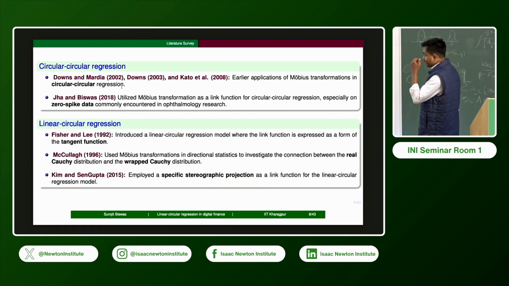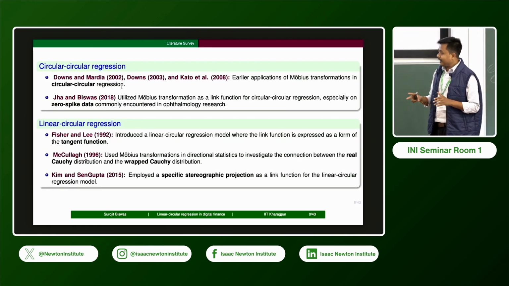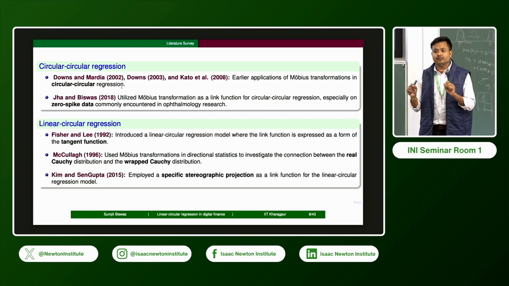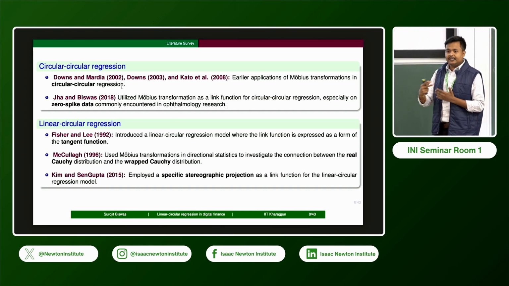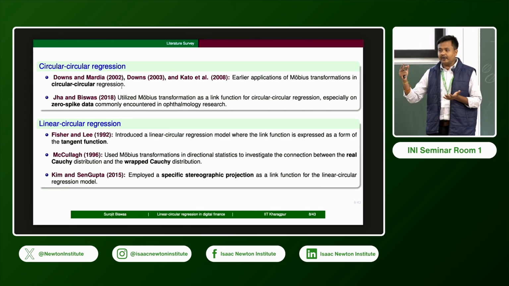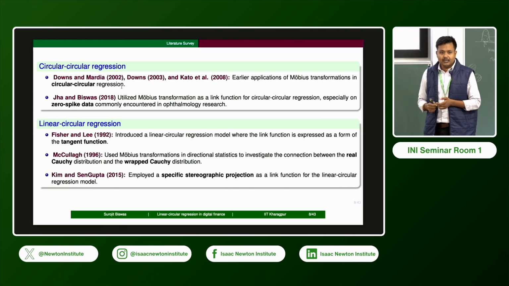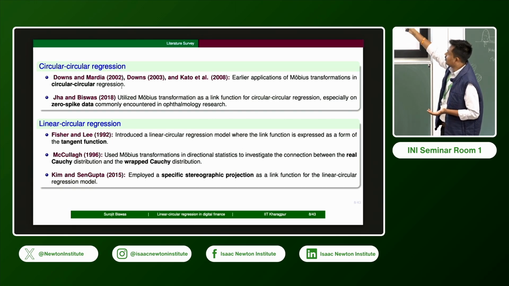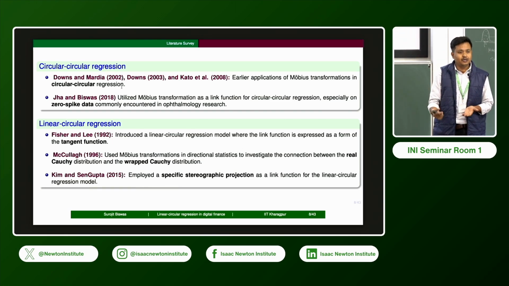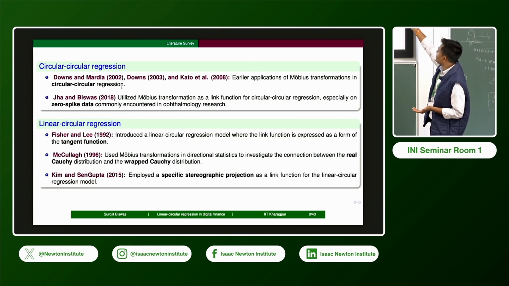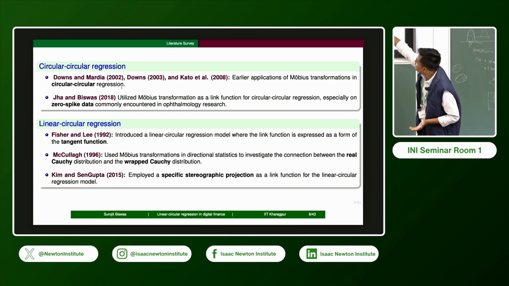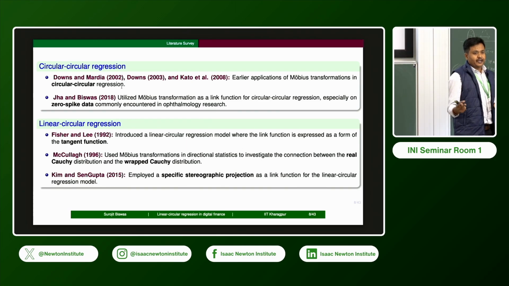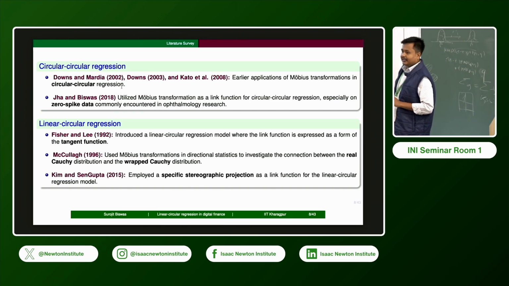Some literature review. Back in 1996, McCullagh introduced the Mobius map associated with the Cauchy distribution, from which he derived the wrapped Cauchy distribution. That is the first use of the Mobius map, or complex analysis, in directional data. After that, many other authors like Downs, Mardia, Kato et al. introduced the Mobius map for different aspects of directional data. For regression analysis, they used the Mobius map in 2008, 2003, 2002, and Jahan and Biswas recently in 2018 used the Mobius map again for circular regression, but for zero-spike data.